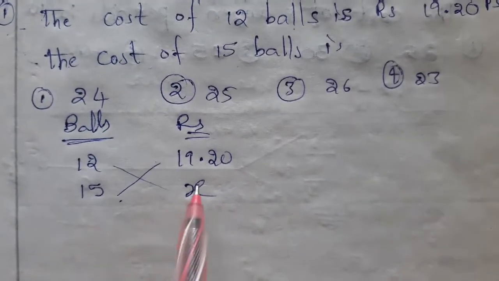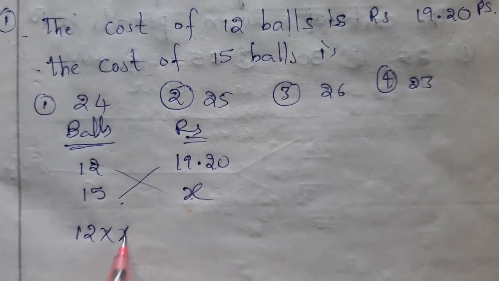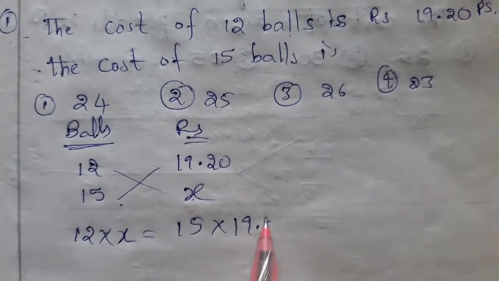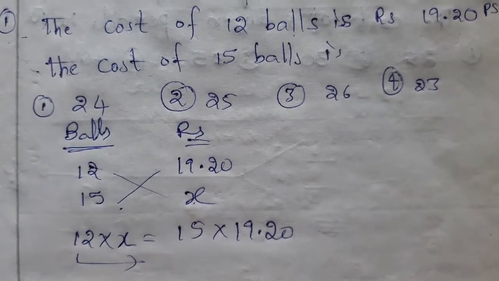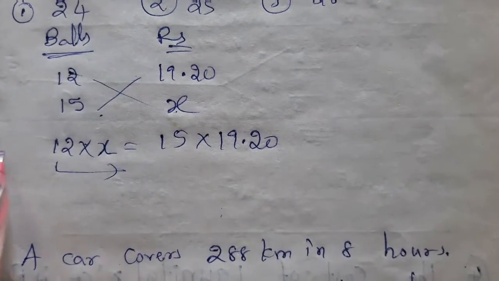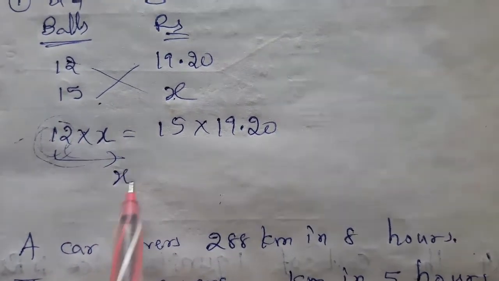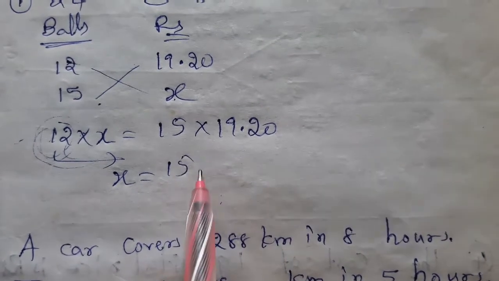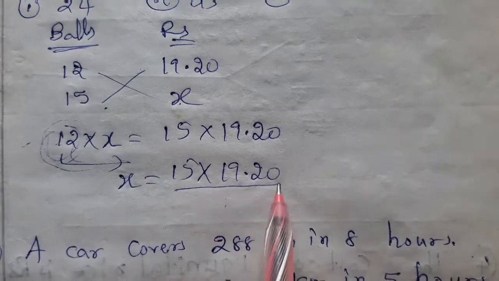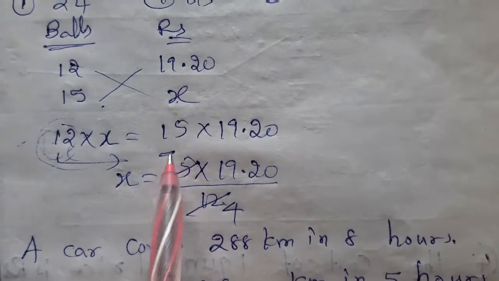Now the cross multiplication of these means 12 into x equals 15 into 19.20. Now send this 12 from left to right. On the left side it is multiplication, when it goes to the right side it becomes division. Then x equals 15 into 19.20 by 12. In the table of 3, 3 4s are 12, 3 5s are 15.